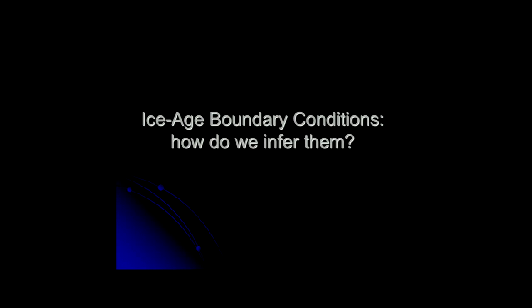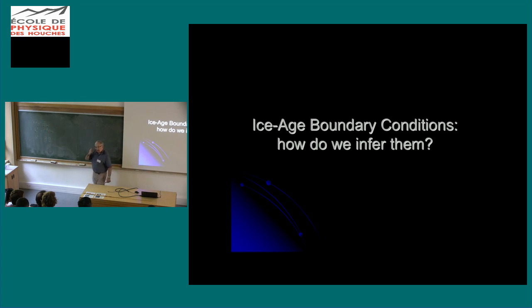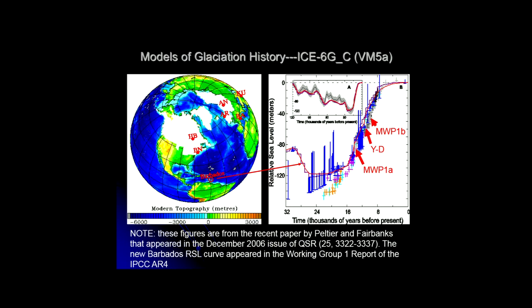So let me ask the question first, well, if we're going to take a modern coupled atmosphere ocean sea ice climate model and run it under ice age conditions, we need to know what the boundary conditions are. And of course, in the ice age, the boundary conditions were in fact massively different from modern. So we have to have a way of inferring these boundary conditions in a way that's as accurate as possible.